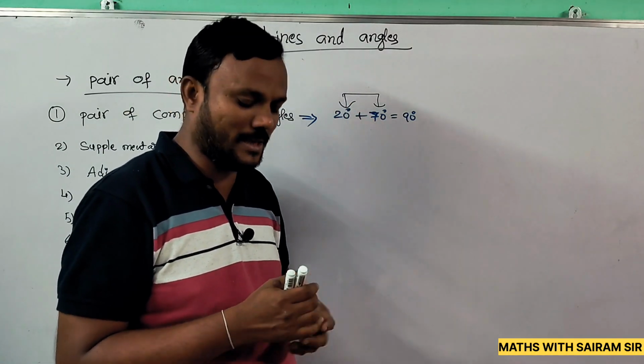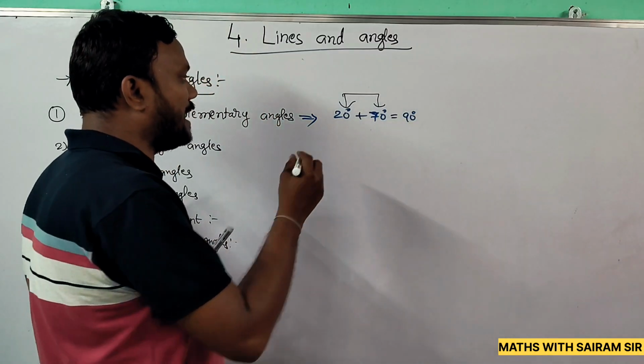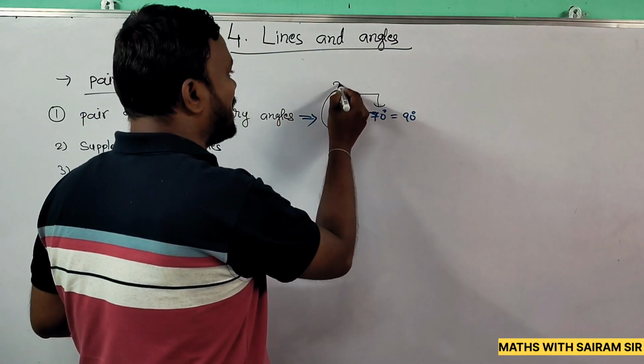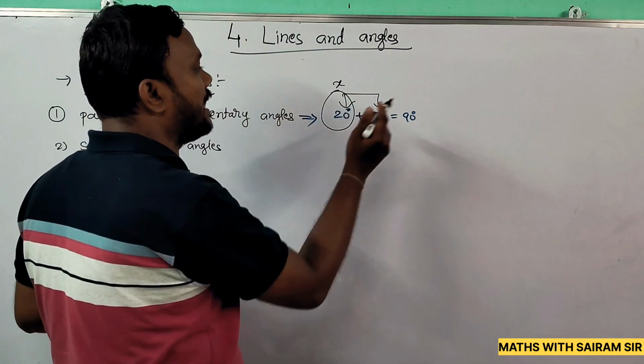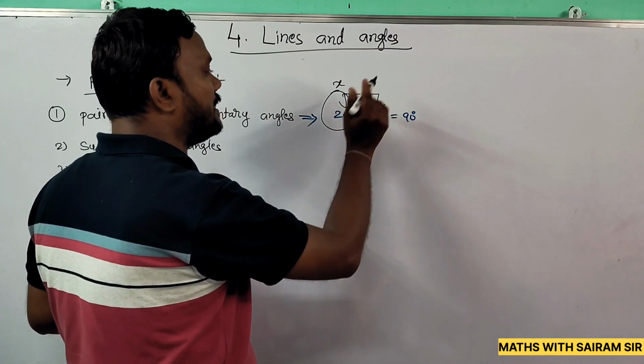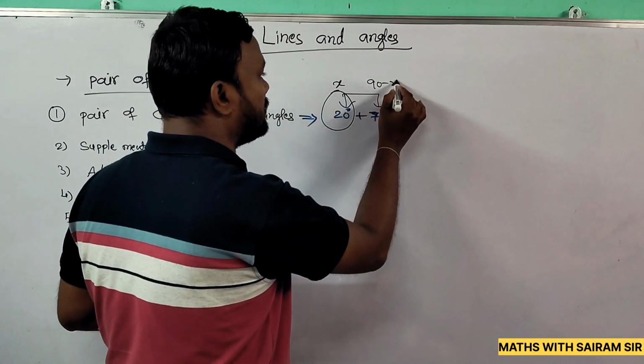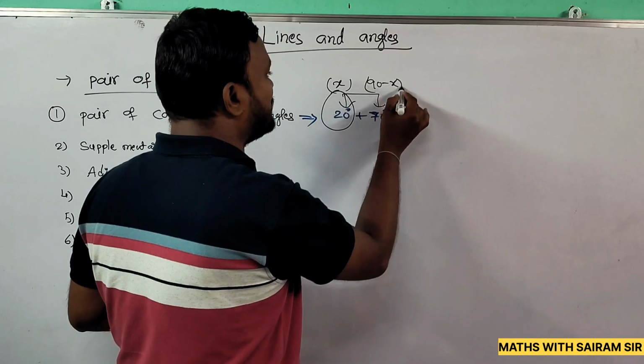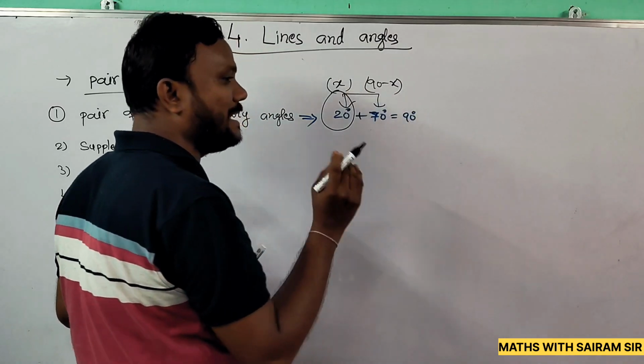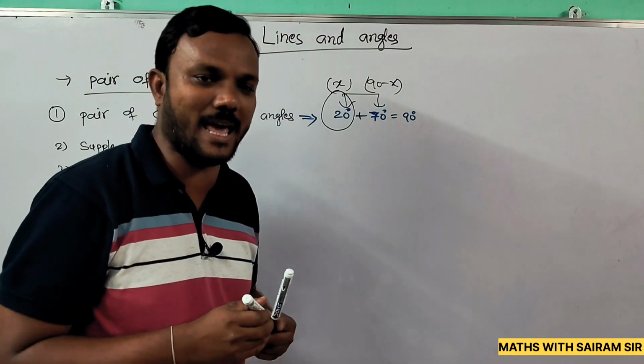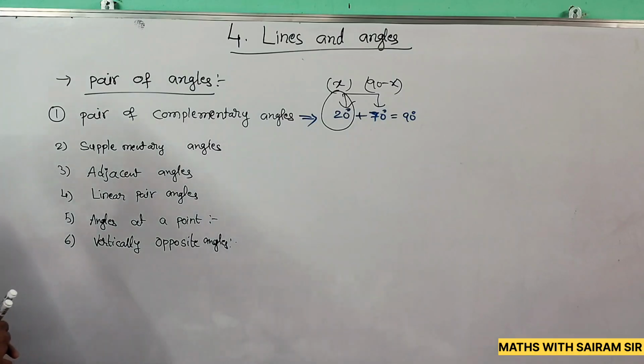In the same manner, if I suppose that this 20 degrees is x, then its complementary angle we get is 90 minus x. So two complementary angles are always in the form of x and 90 minus x. This is about complementary angles.